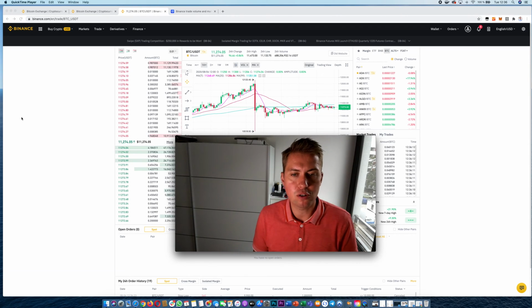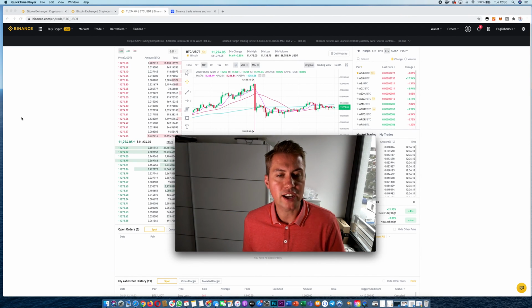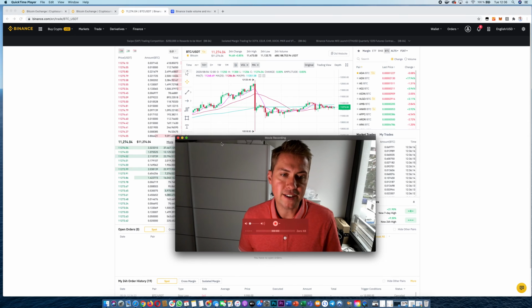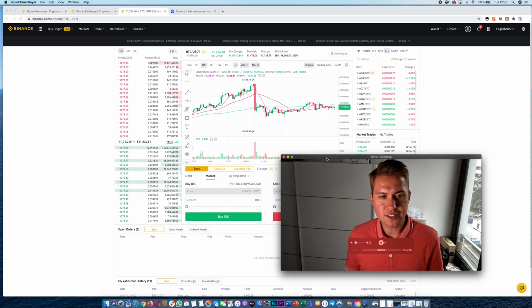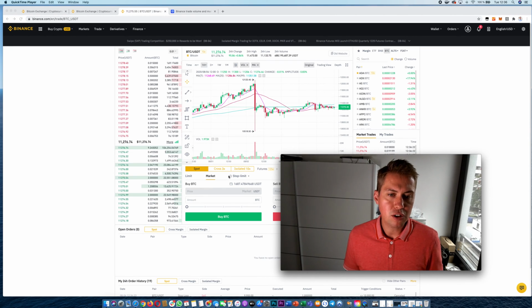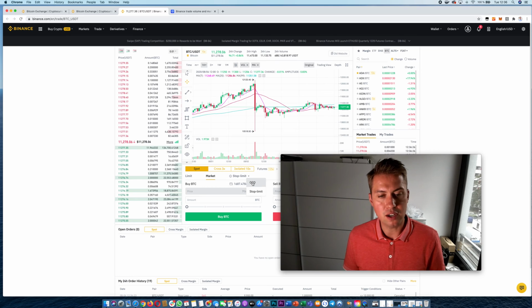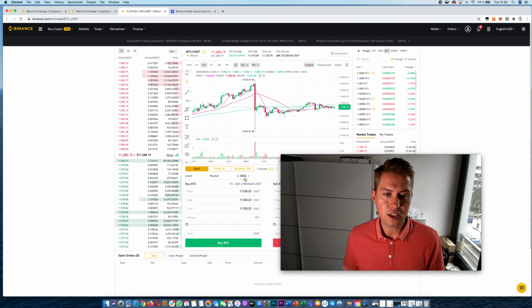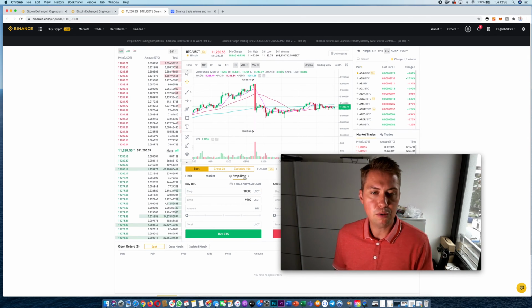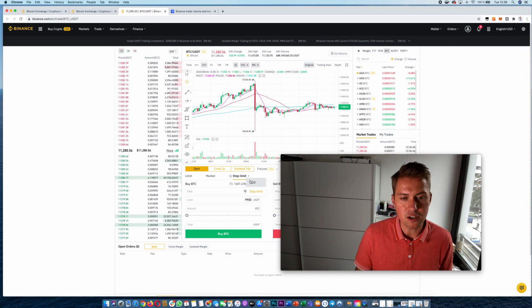I want to show you guys today how a stop limit order works on Binance. As you know, you have different order types on Binance. You have a market order, a limit order, and a stop limit order. You can choose that here. You also have a one order cancel the other. However, today I want to show you a stop limit order. I will also make a video about the OCO order.